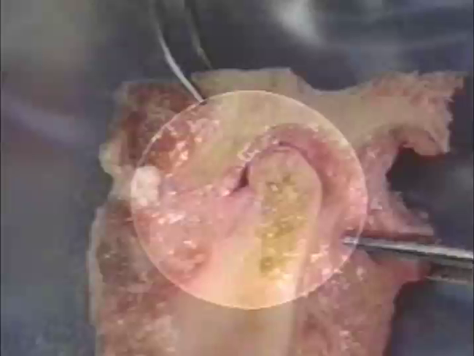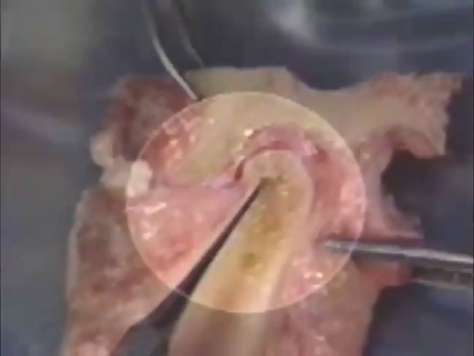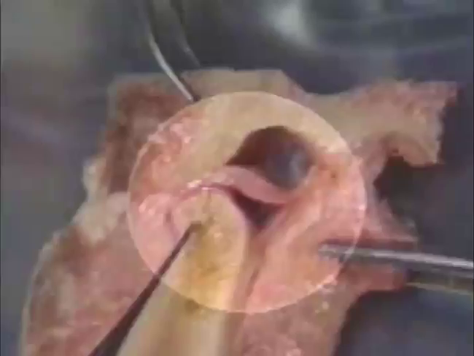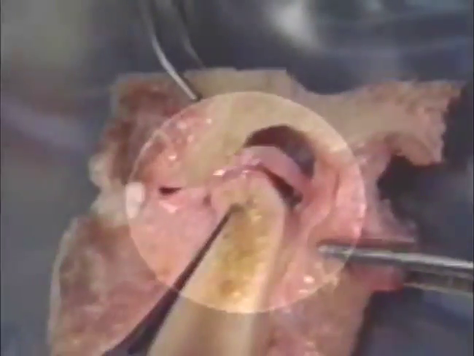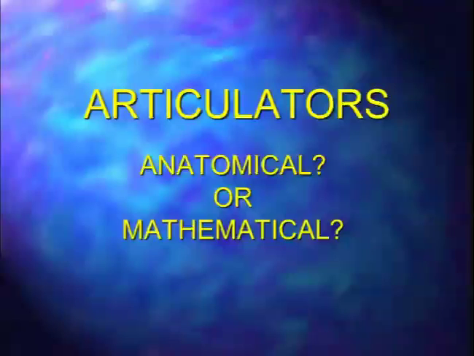It deals with condylar guidance, and as we look at Dr. Tanaka's work on dissected sections of the temporomandibular joint, we can see the anatomy of the condyle, the biconcave shape of the disc, the fossa, and the eminence. And notice how all these surfaces are curvilinear in nature. Well, articulators, are they anatomical or are they mathematical?